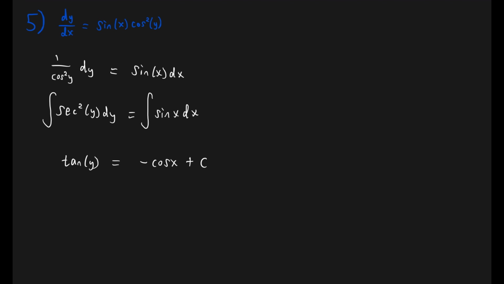Now, we want to write our answer always, if possible, in terms of just y. So we want to get the left side to just be y equals. So we're going to have to take the arctangent of both sides to get rid of the tangent. So arctan of the whole thing, both sides. So we get y is equal to arctan, which is the same as the inverse tan, of negative cosine x plus c.